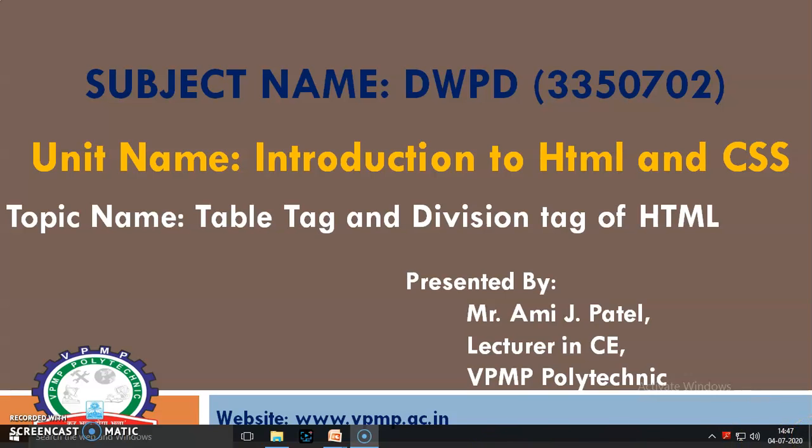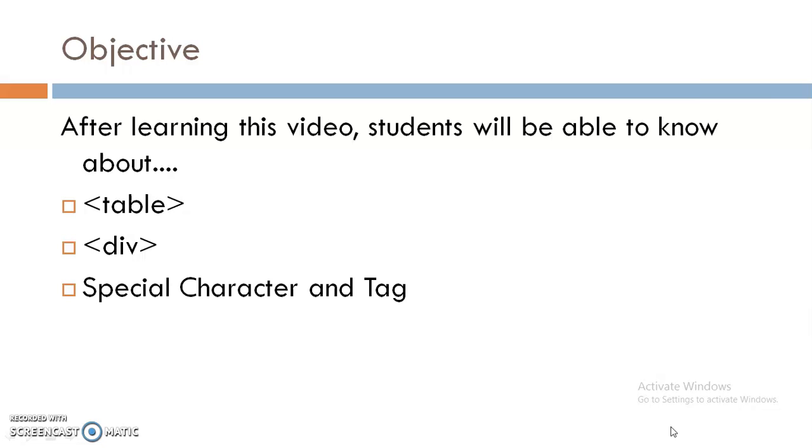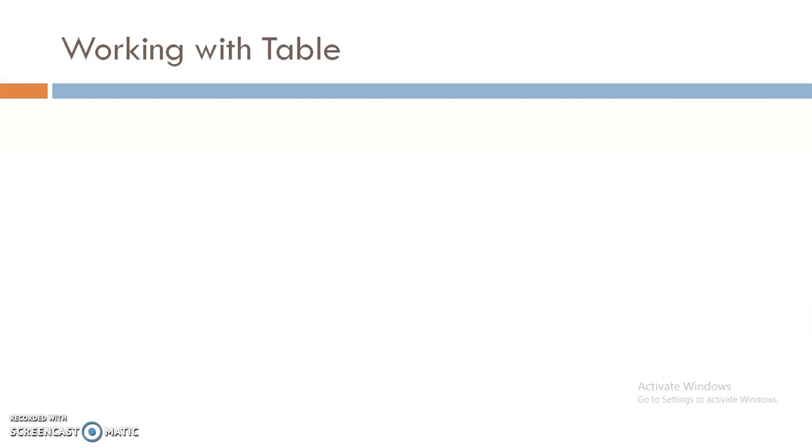Today we will continue our unit number 1, Introduction to HTML and CSS, and today's topic is the table tag and division tag of HTML. Now, the objectives. After learning this video, students will be able to know about the table tag with its various attributes; second, the division tag with its ID and class; and third, special characters and their tags. Now let's start our session with table.